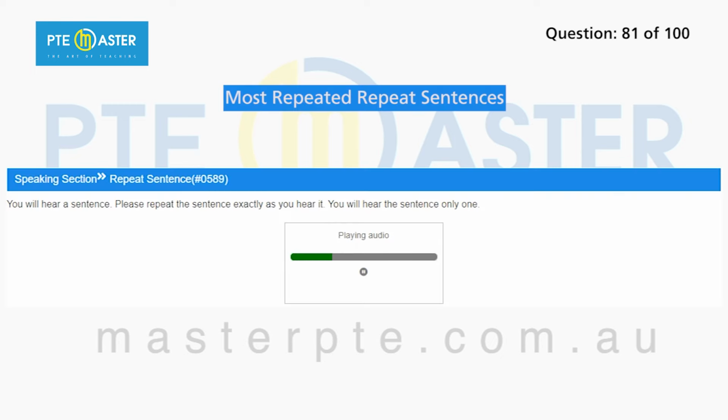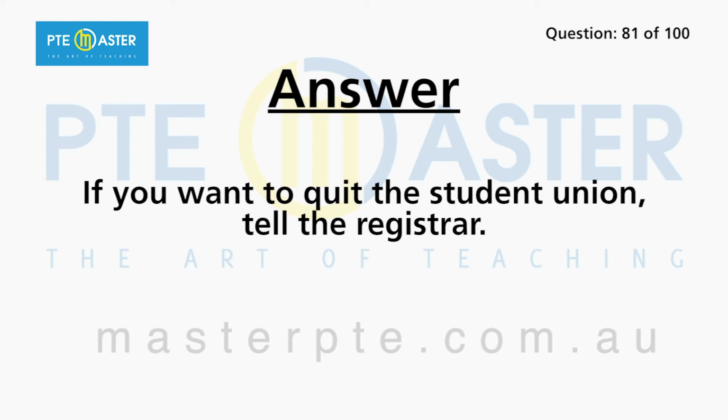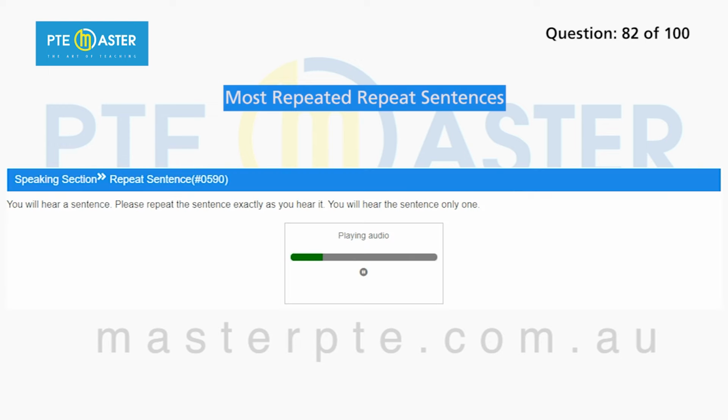If you want to quit the student union, tell the registrar. I'll start with a brief history of the district, and then focus on the life in the first half of the 20th century.